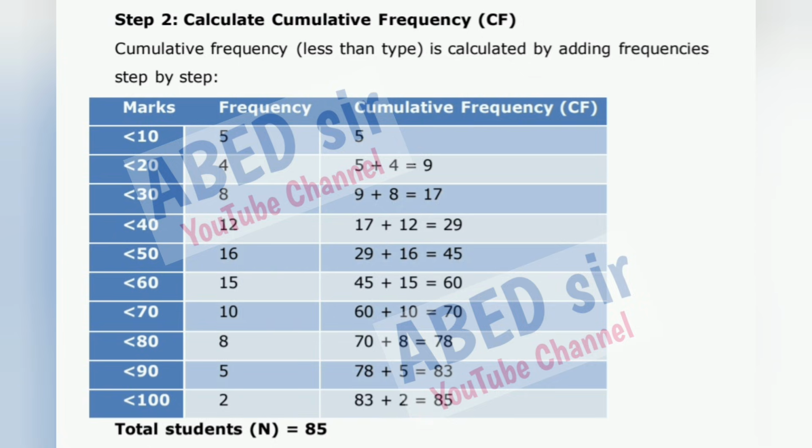Less than 60, 45 plus 15 equals 60. Less than 70, 60 plus 10 equals 70. Less than 80, 70 plus 8 equals 78. Less than 90, 78 plus 5 equals 83. Less than 100, 83 plus 2 equals 85. Total students, N, is equal to 85.